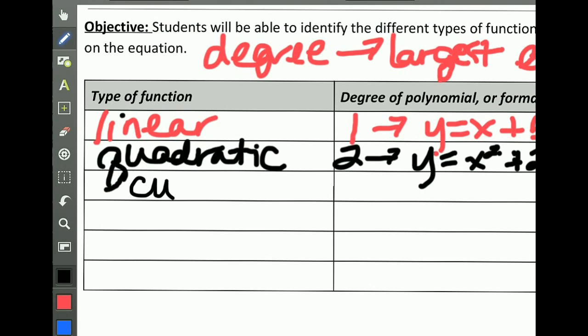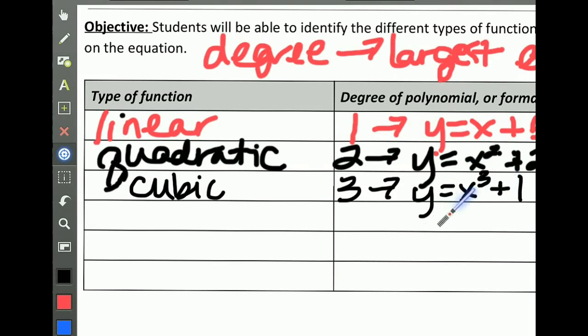Next we would have a cubic equation, which has a degree of 3, and looks like y equals x cubed plus 1. You can have any number of degrees in a polynomial function, 4, 5, 27, whatever. You can have all of that. This exponent here will always match the degree. Okay?